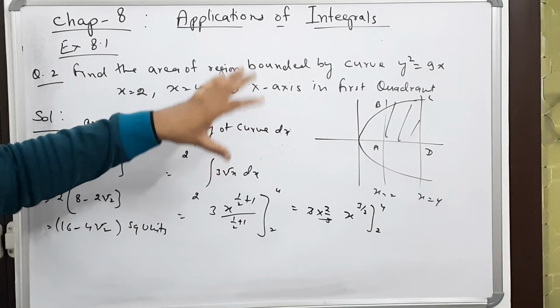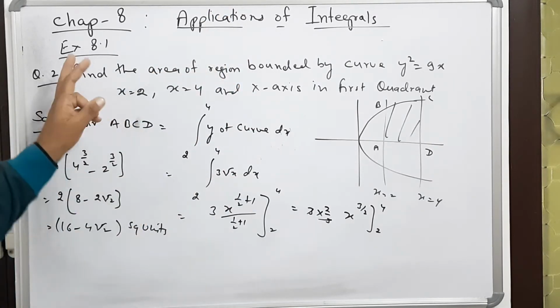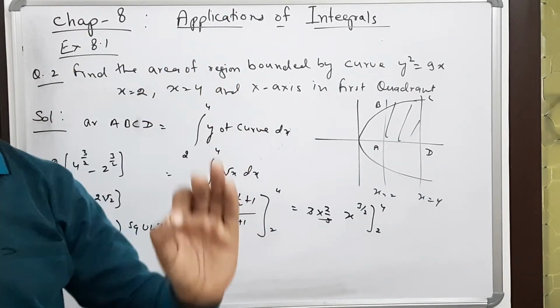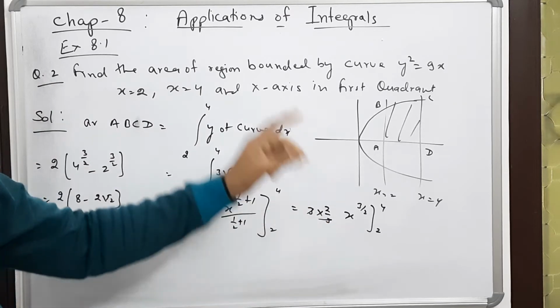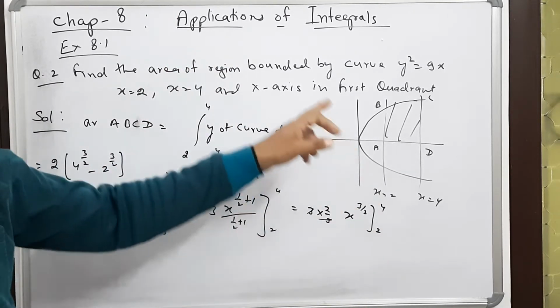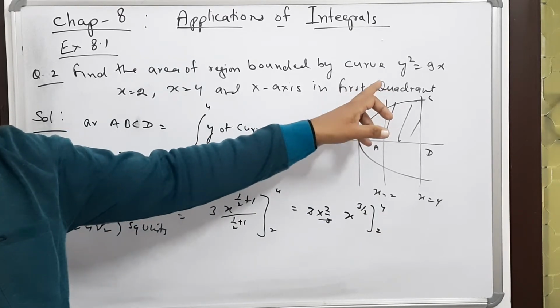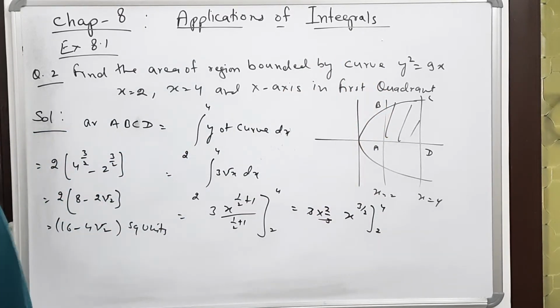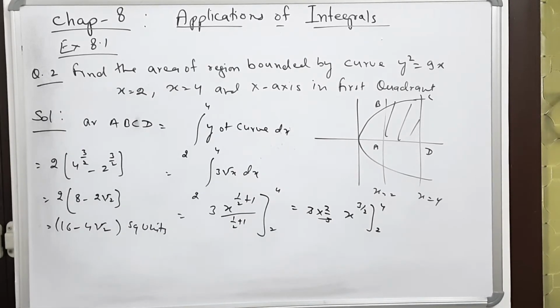I hope now, with the help of this diagram, you understand. As I told you, 8.2, the area between two curves, has been removed from the syllabus. That's why each and every sum of exercise 8.1 is important now. Please do these problems very nicely and be very careful regarding whether it is in the first quadrant or not. Yes, I am explaining the third problem now. Please be attentive.